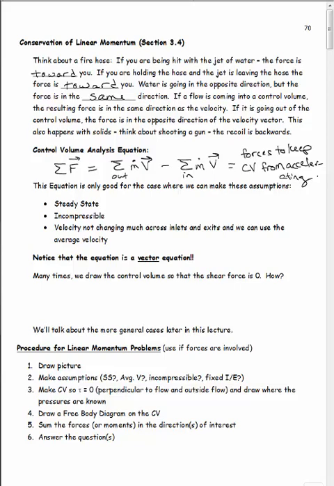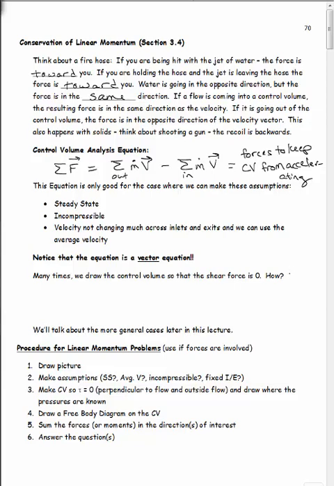So this equation that I just wrote, this control volume analysis equation, that's what we'll use a lot of the time, but that's just when we have these simplifying assumptions: steady state, incompressible, and the velocity is not changing much across the inlets and exits, so therefore we're using average velocity. So these V's represent average velocity, and yet they're still vectors, okay? So they still have direction even though they are just average velocities as opposed to a velocity profile. So again, we're going to have all these forces in here, pressure forces and so forth.